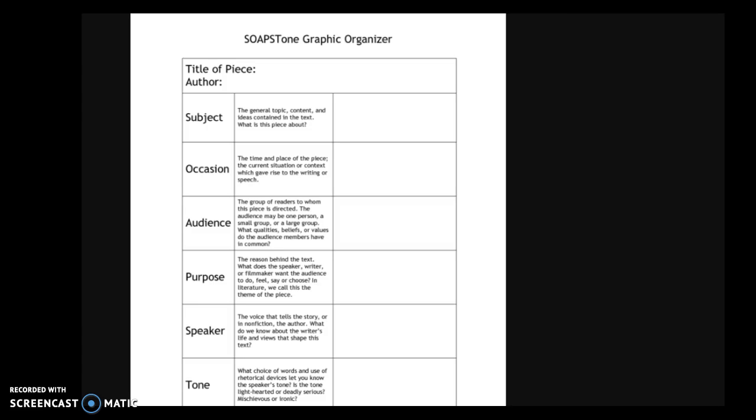And then the last one is tone. So here we are hitting choice of words and rhetorical devices. So this is something else that the students can identify and pick up as they're reading.